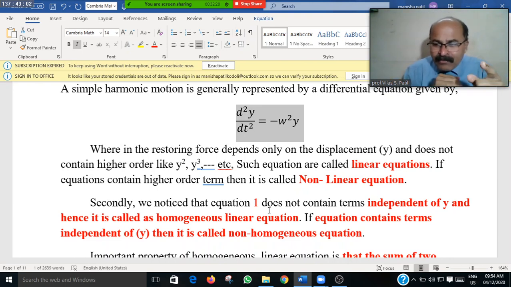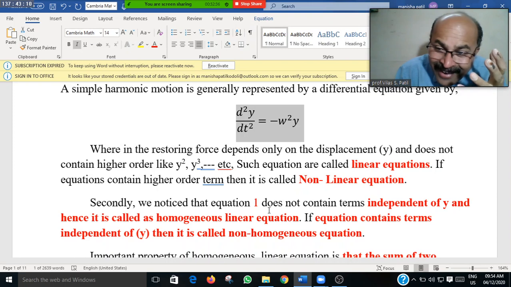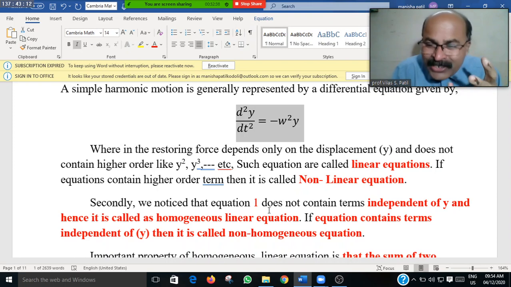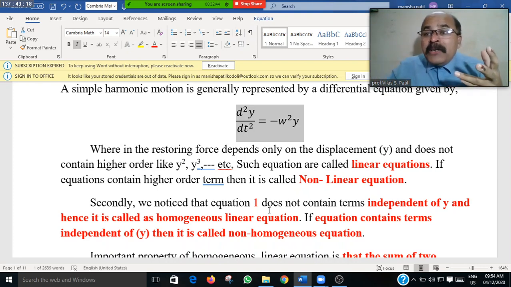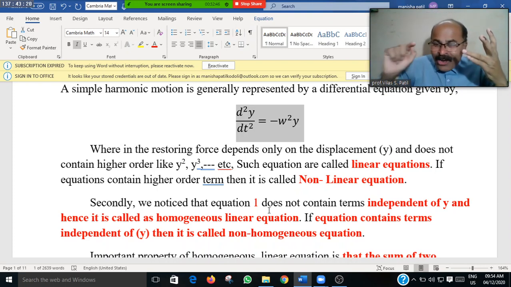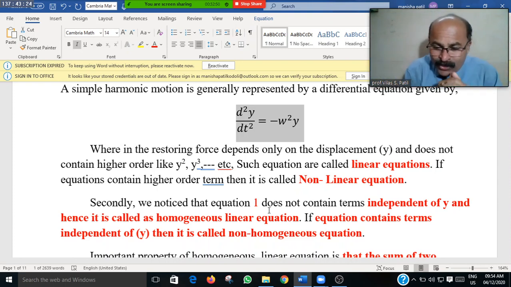See that? Equation number 1, d2y by dt square is equal to minus omega square y, is linear as well as homogeneous. Why is it homogeneous? Because the terms are not independent of y. Hence, this is homogeneous.